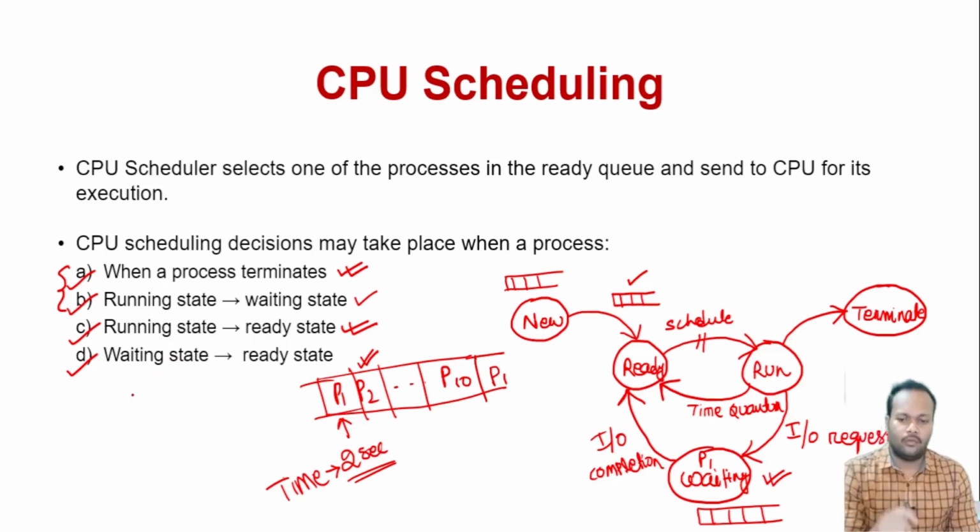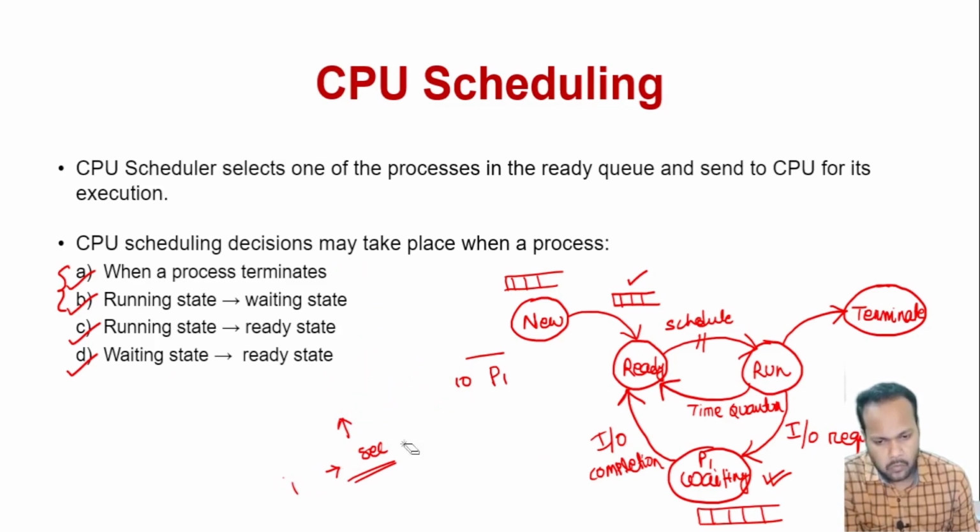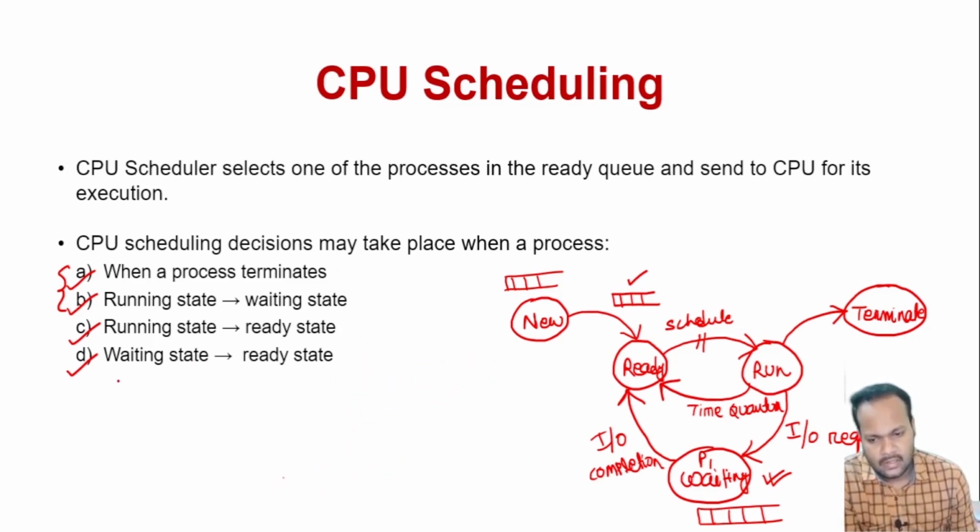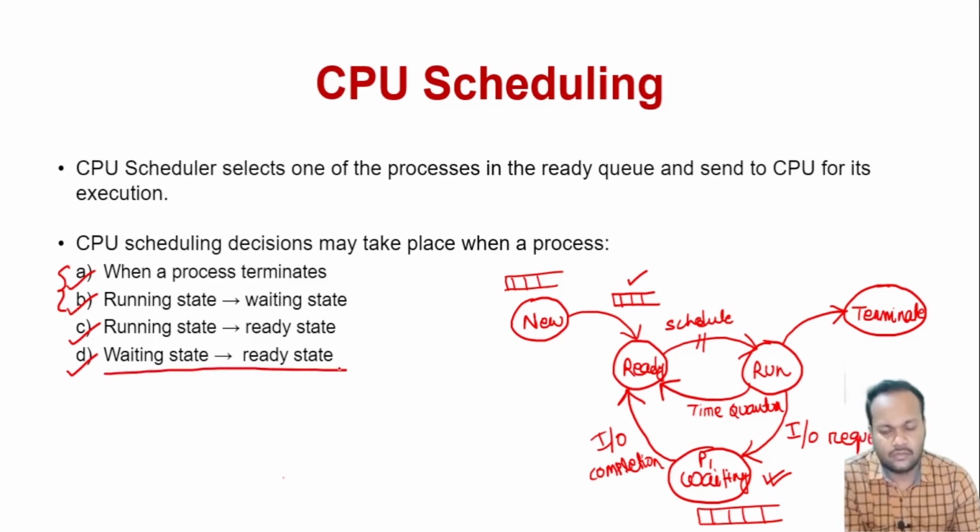Now the last one is waiting state to ready state. Let's see in which case this will happen. Let's take an example. Suppose some process is running inside the CPU, say P1 is running, and it has some priority, not necessarily high priority. So let's say its priority is 10.